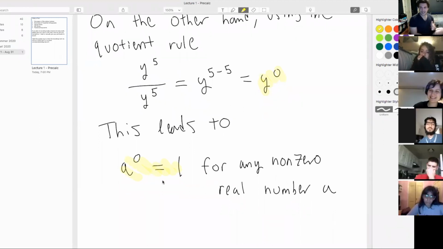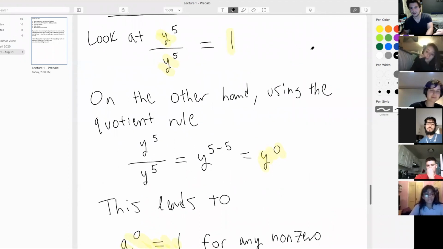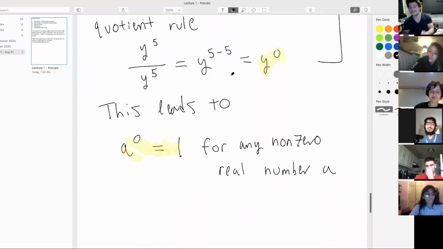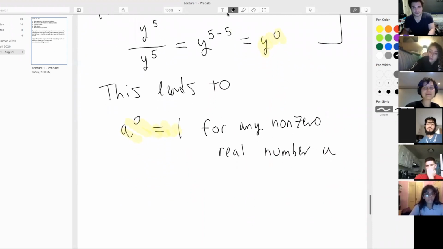So we're just making a to the 0 be 1. And this calculation up here is the motivation as to why we do it. So this is actually more of a definition and not a rule. But very good.